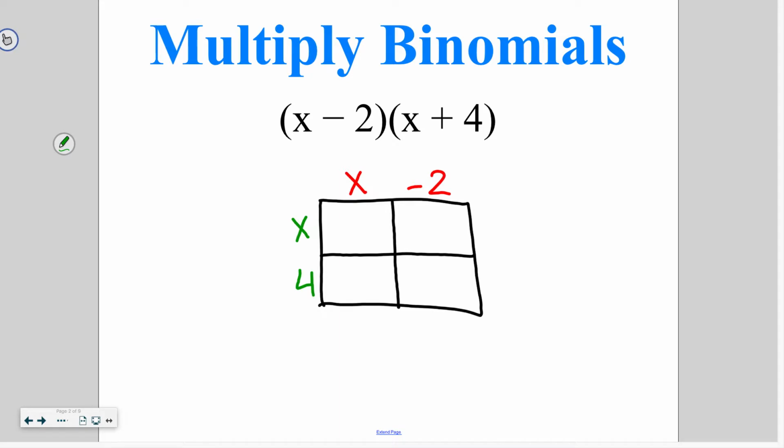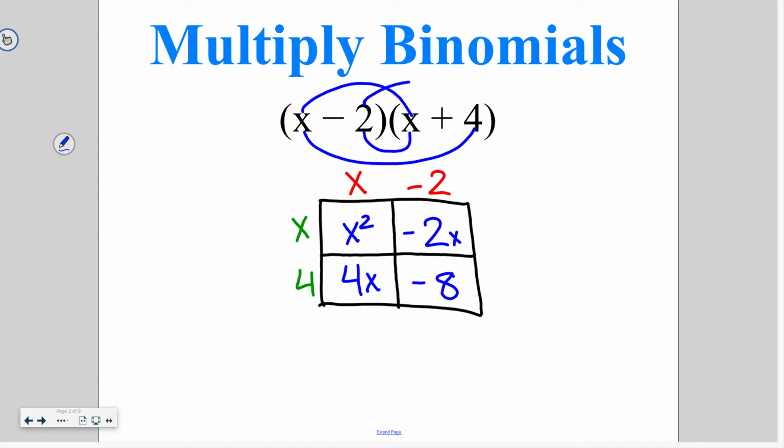Now, our goal here is to multiply. The reason we set it up in this box is to make sure that each piece gets multiplied. So the first piece is x times x, or x squared. So that's multiplying those first 2. Then we've got x times -2, which is -2x. So that's taking care of those pieces. Then we've got x times 4, or 4x, which is going to give me those pieces. And the last piece is 4 times -2, which is going to give me -8.